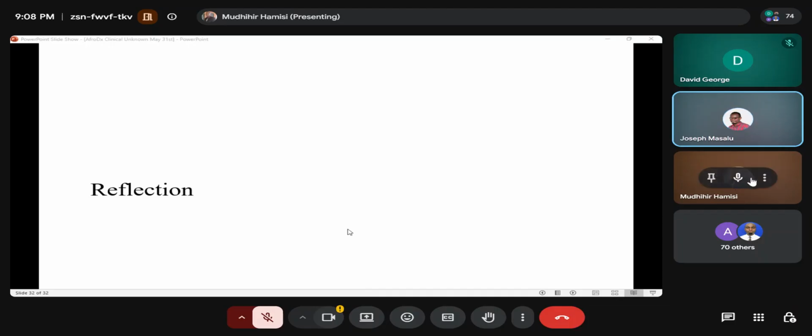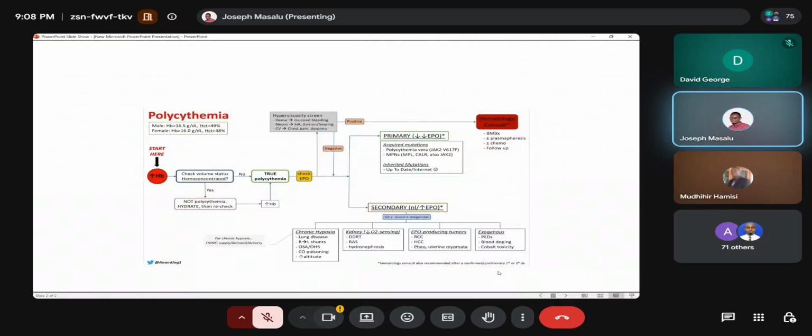But I have my notes here on polycythemia, and I think what we can do to learn more from your case is to repeat this test from another lab, because can you see my slide here, right?